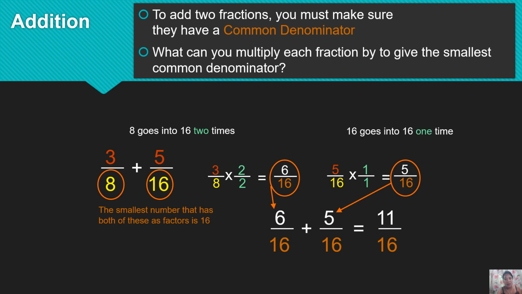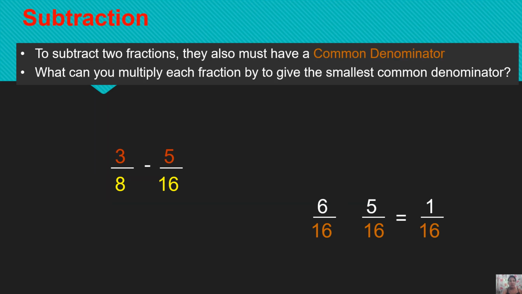So, ang answer is, okay, 6 plus 5 is 11. And just copy now the least common denominator. So, makita ninyo, once you have a common denominator, you simply add the numerators. Okay. So, to subtract two fractions, they also must have a common denominator.